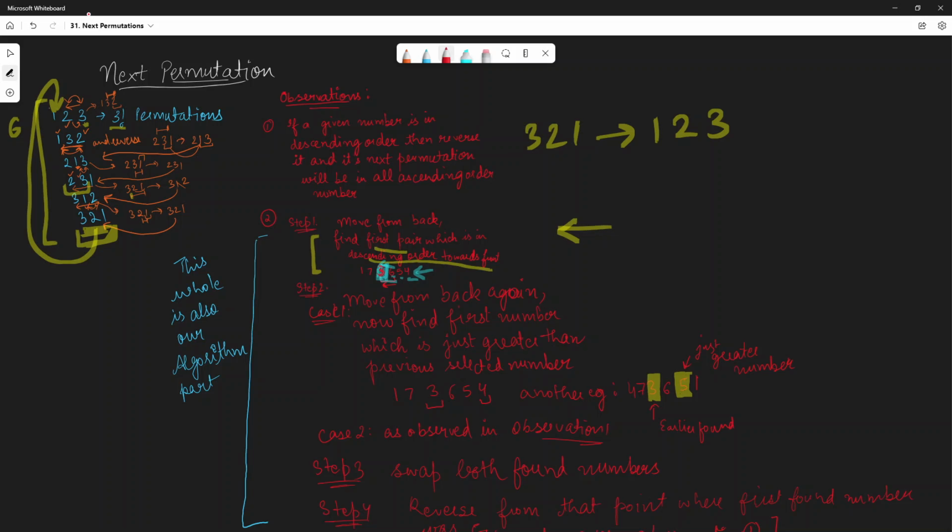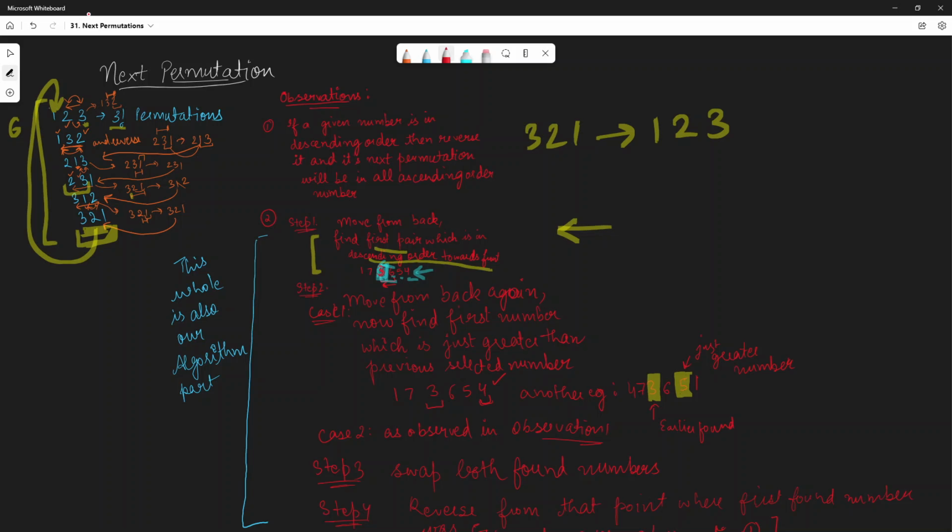Then step 2 would be, let's move from the back again. So we are again moving from the back and we have stored this 3 with us, right? Now find the first number which is just greater than the previously selected number. That is, we are required to find the first number which is just greater than this particular number 3. If we take this example only, then we find that number at the first moment itself, that is 4.